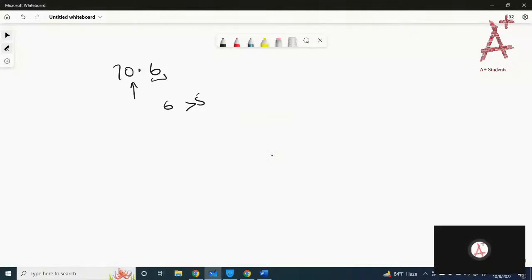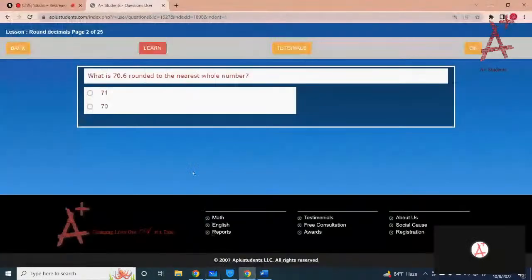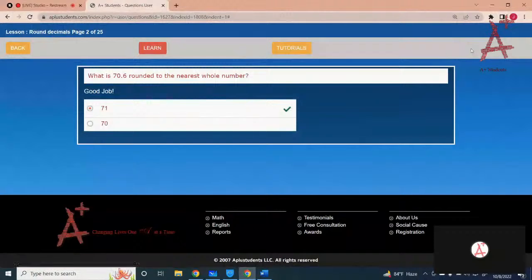So 6 is greater than 5. That means you have to round up. Very good. You need to add 1 to this digit. So 0 plus 1 is 1. So it would be then rounded off to 71. Very good. So it would be 71. So select the correct option and click on the OK button.